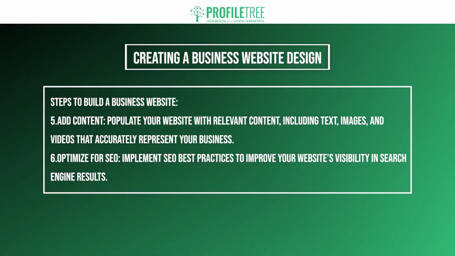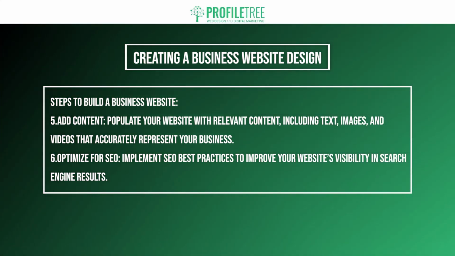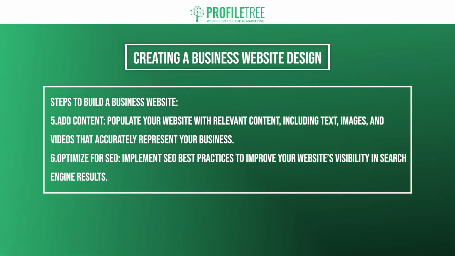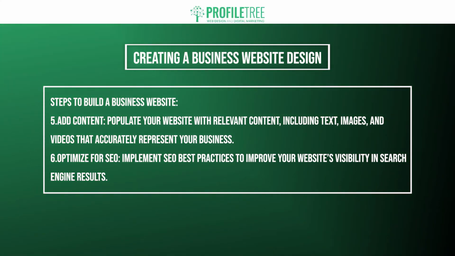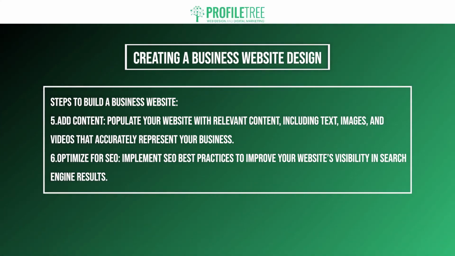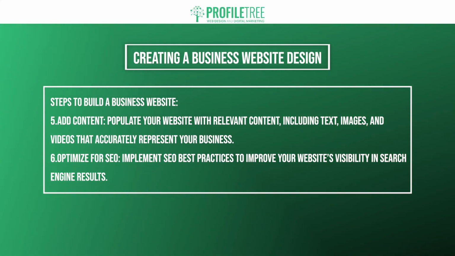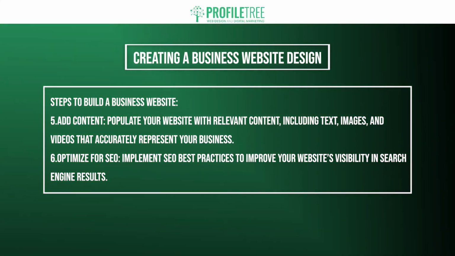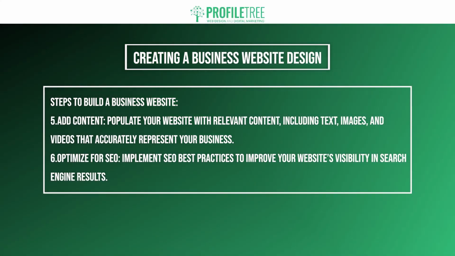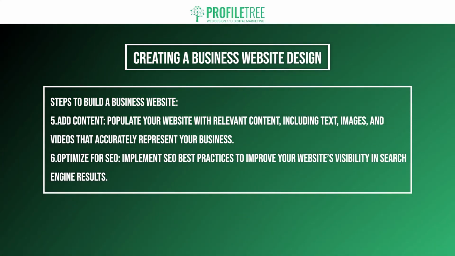Number 6, you need to be thinking about optimizing for SEO. So implement the best practices to improve your website's visibility in search engine results. You do have options to optimize the pages for each of the pages that you create on a website builder, and that would be your meta descriptions, that'll be your meta tags, your URLs. So it is really best to keep in mind what keywords you want to use so you can optimize it for SEO.